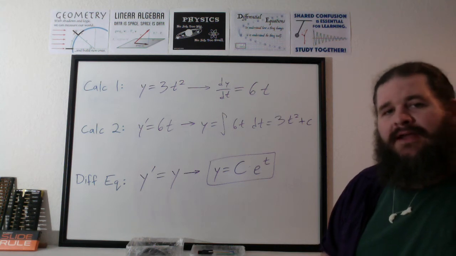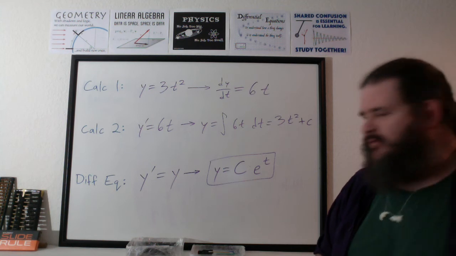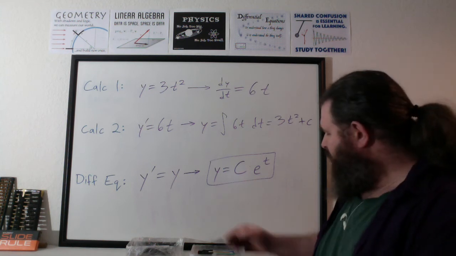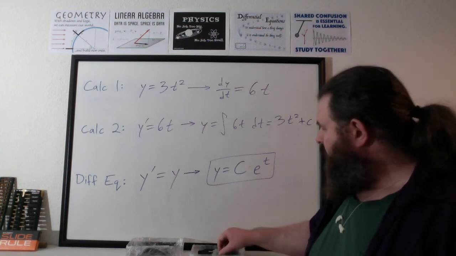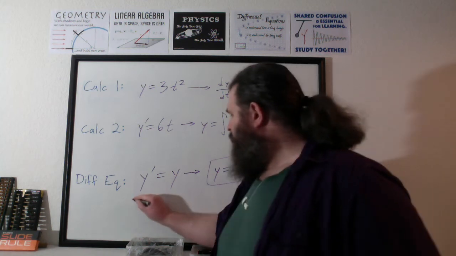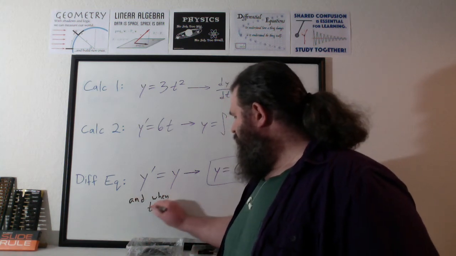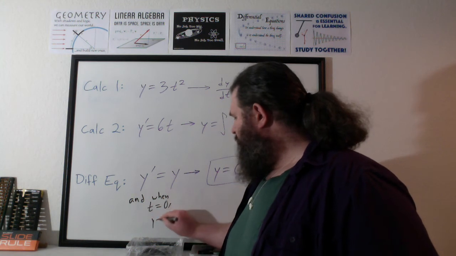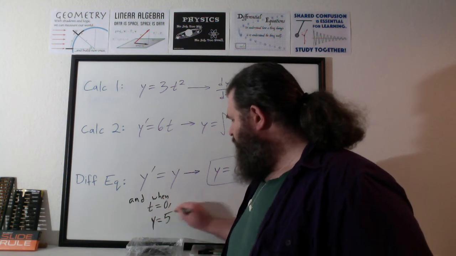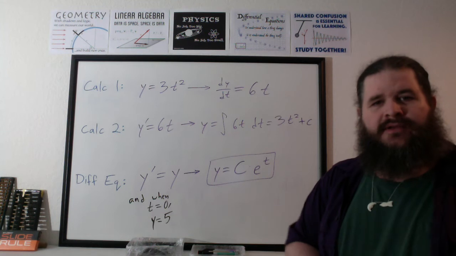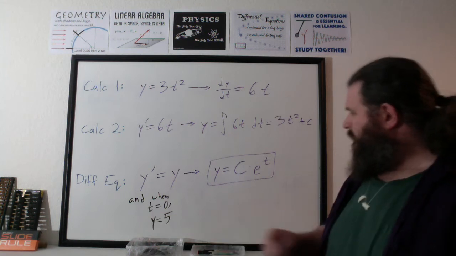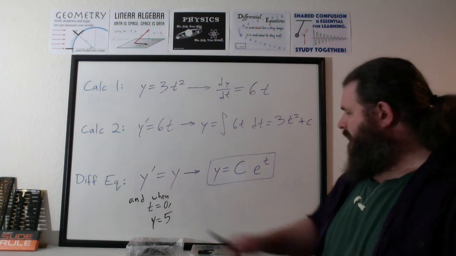Now you can narrow that down to one specific solution if you have one more piece of information, usually called the initial conditions. Let's say we're also given that when t is 0, y is 5. You can plug that in. You can replace t with 0, replace y with 5.